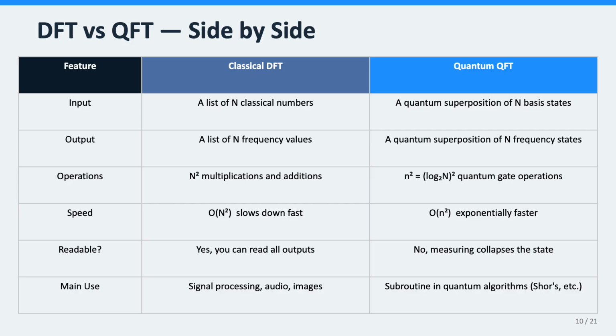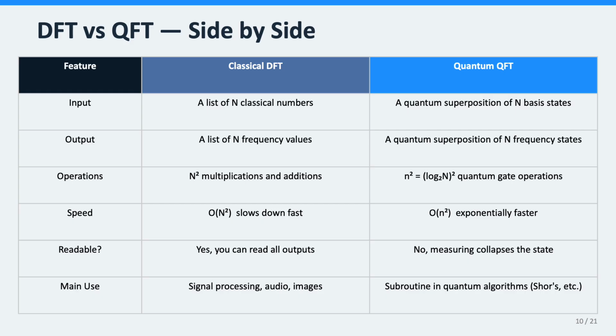The DFT works on a list of classical numbers and produces a list of classical frequency values that we can freely read as many times as we like. The QFT works on a quantum superposition of basis states and produces another superposition. We cannot directly read all the output values. Measuring collapses the state to just one. This limitation means the QFT must always be part of a larger algorithm.